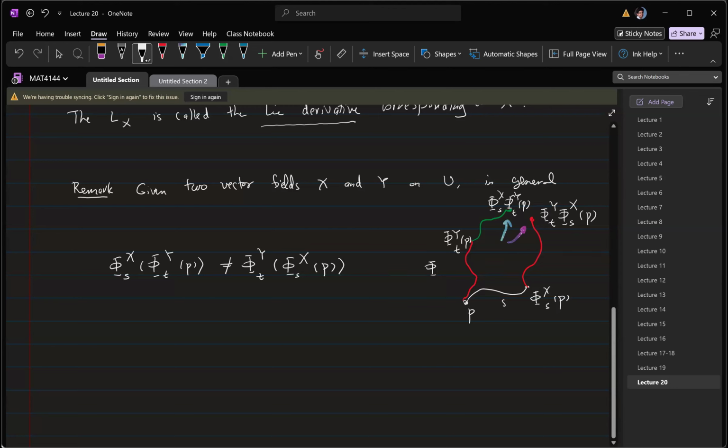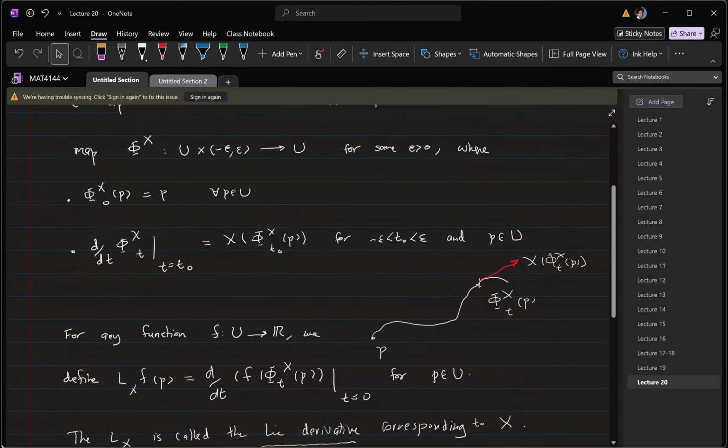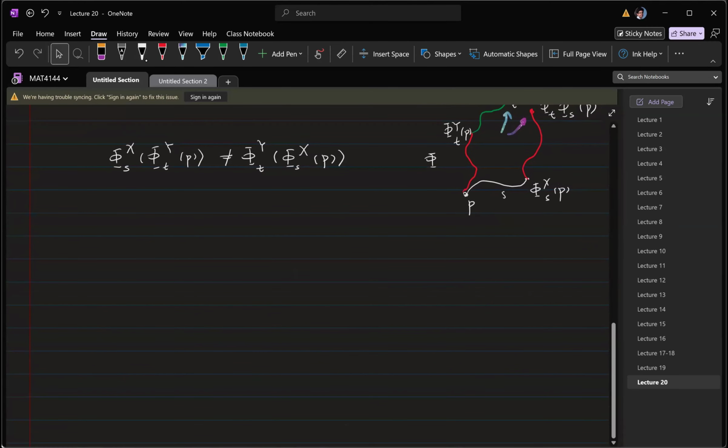Okay. So now that these two are not the same, a natural question is, if we want to measure the distance between two vector fields, maybe we can look at these flows and see how far apart they are. In other words, we want to compare the distance between these two. But in general, if I take a domain in R^n, you can use ordinary Euclidean distance and say how far these two points are.